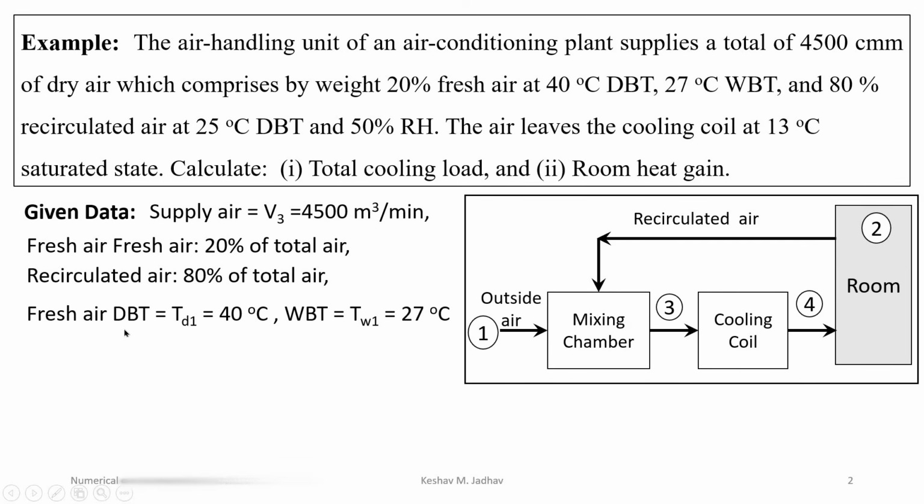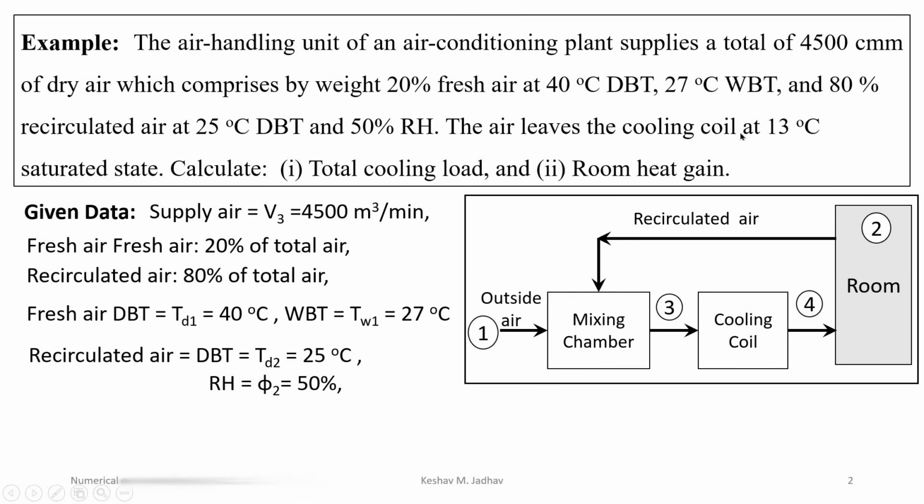Here fresh air means outside air condition is given. So we can write for fresh air dry bulb temperature, that is TD1, because outside condition we are indicating with 1. So dry bulb temperature TD1 is equal to 40 degrees Celsius, and wet bulb temperature TW1 is 27 degrees Celsius. And recirculated air is the room air. Here properties of recirculated air, that is room air, are given. So room condition is point 2. Here we can write 25 degrees Celsius dry bulb temperature means TD2, and 50% relative humidity means phi2.